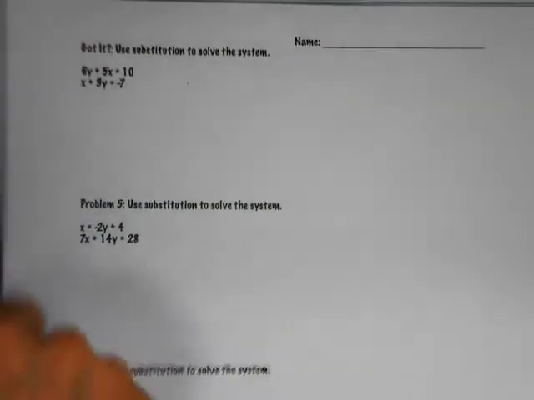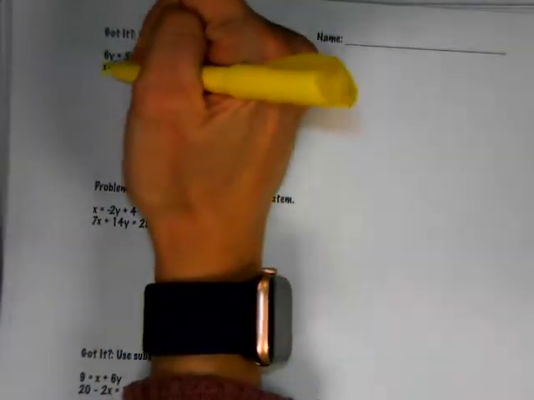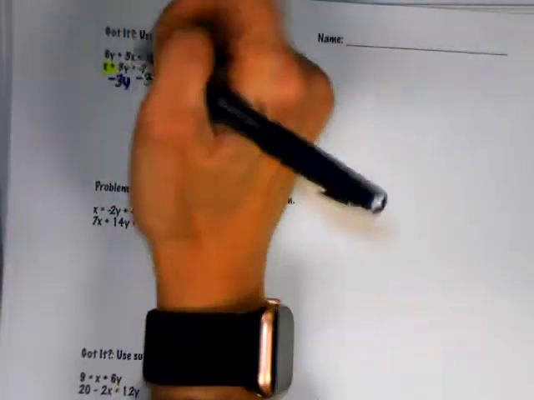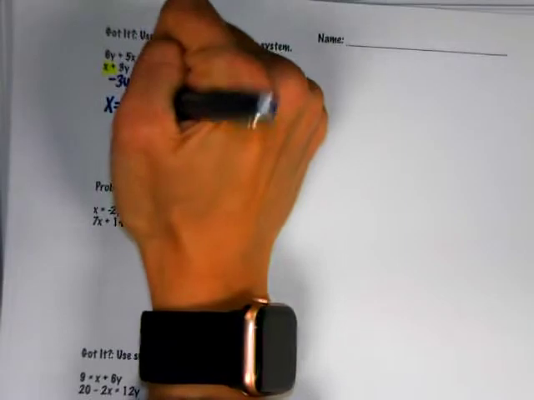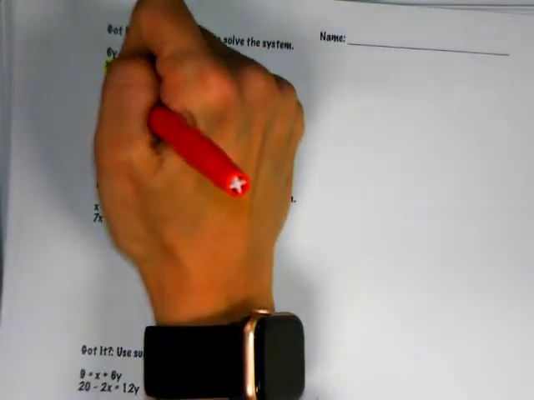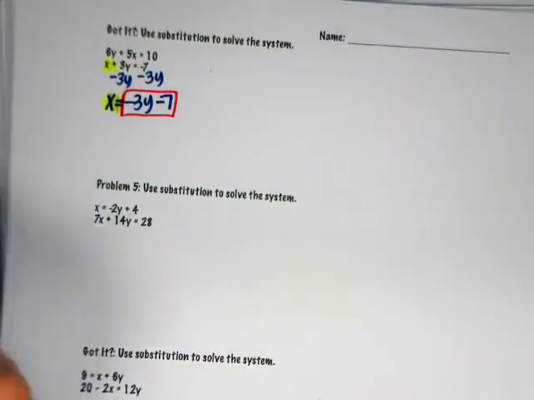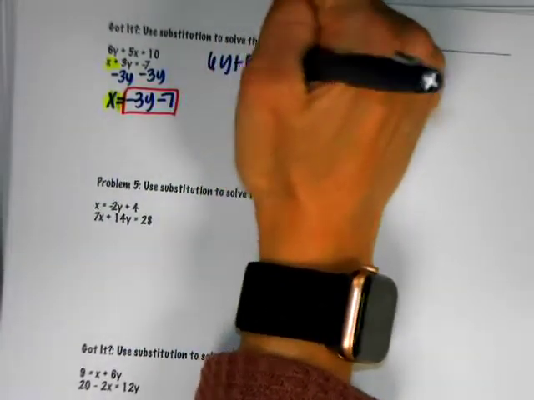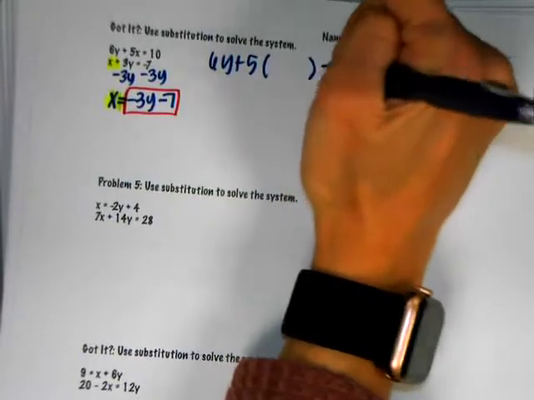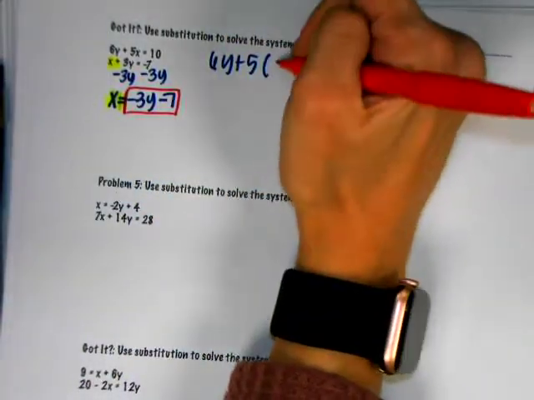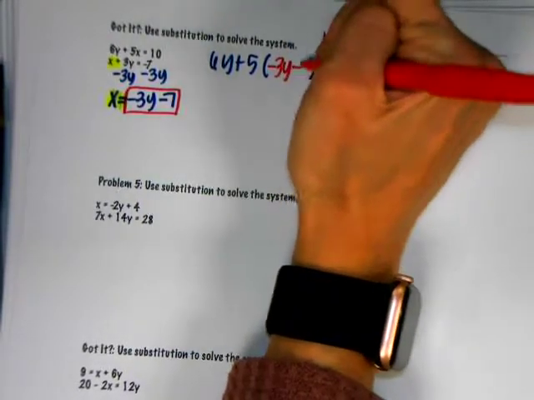Okay, so for the got it, I would have solved for this x right here. So I would have done minus 3y and gotten x equals negative 3y minus 7. Or you could do negative 7 minus 3y if you want, but we just put the variable first now. Okay, so up top, we're going to have 6y plus 5, and then the x is going to go in there, equals 10. And then we plug it in, negative 3y minus 7.